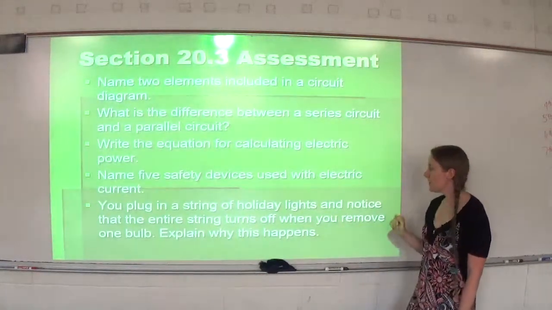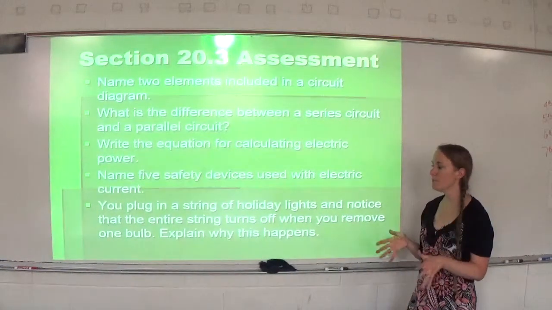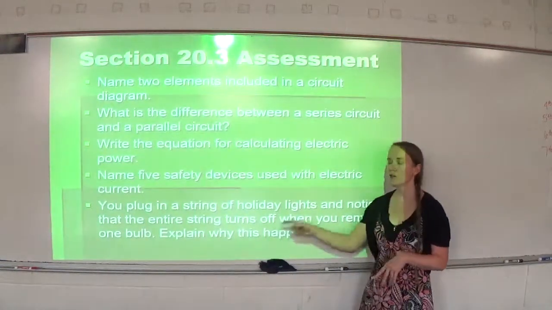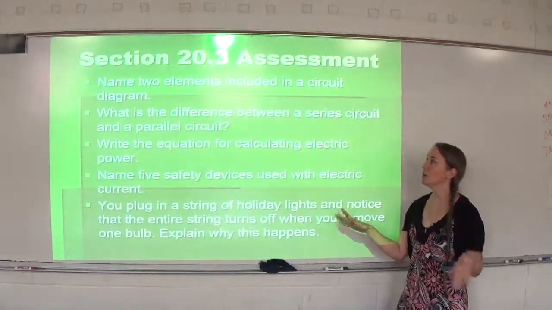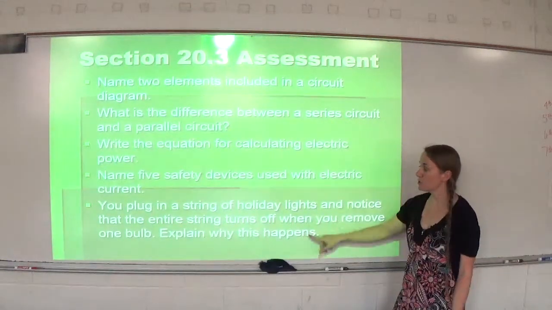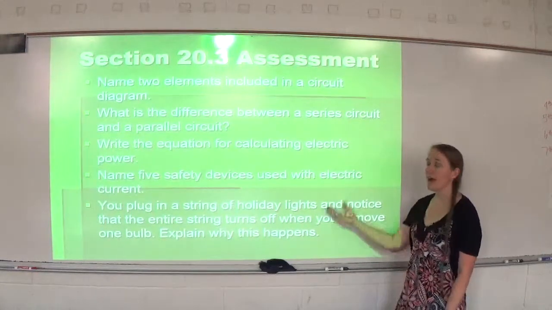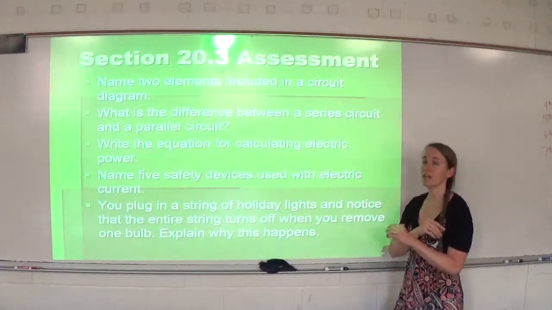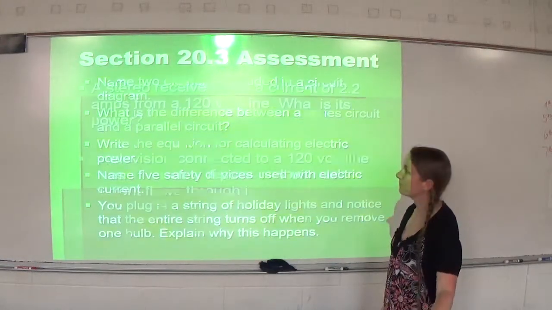You plug in a string of holiday lights and notice that the entire string turns off if you remove one bulb. Explain why this happens. Well, if you remove one bulb and all of them go out, what type of circuit does it have to be? Well, series only has one path. So if one thing goes out, all of it goes out. So the explanation would be it is a series circuit. Okay, so you have to have all the light bulbs working for any of them to work. So the explanation is it's a series circuit.